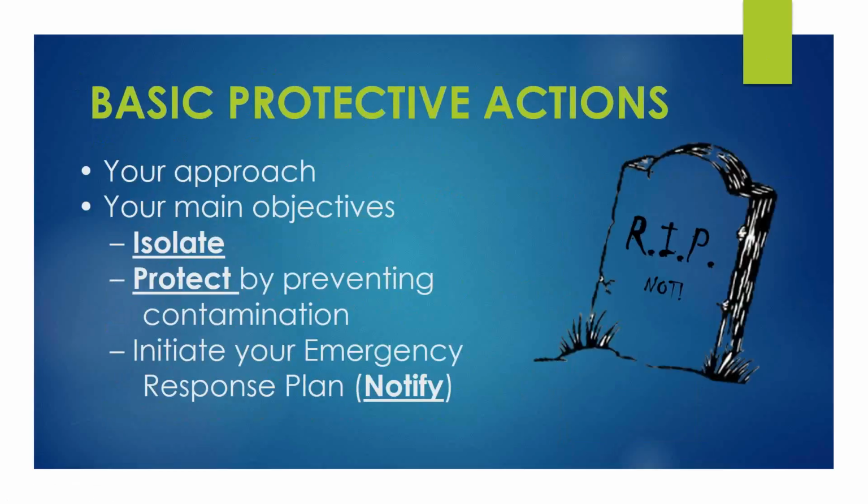Okay, so again, our basic approach actions. We have 3 things that we need to do. Our main objectives are to isolate. Now this is after we recognize it. So then we have 3 things left: to isolate, to protect, and to notify. So we've got to initiate our emergency response plan, and that's going to include notifying the proper authorities and the people that are directly involved.